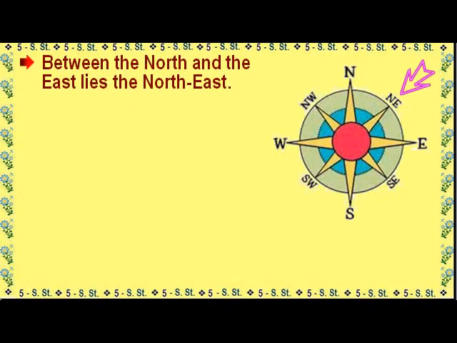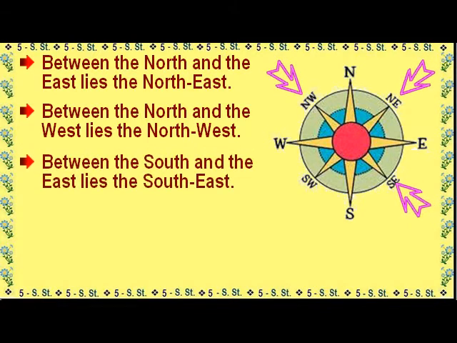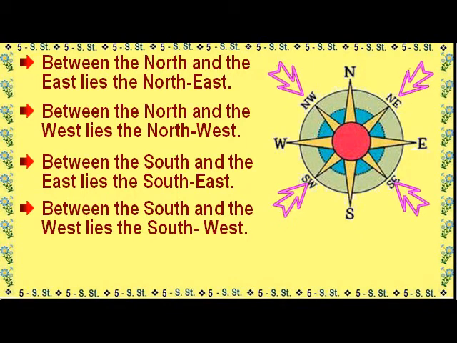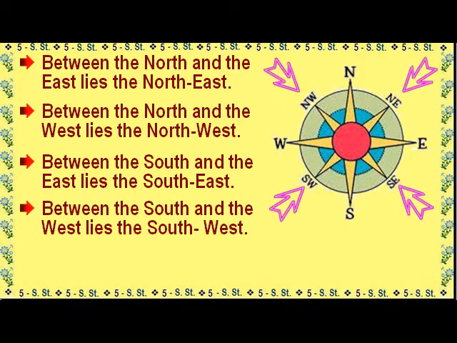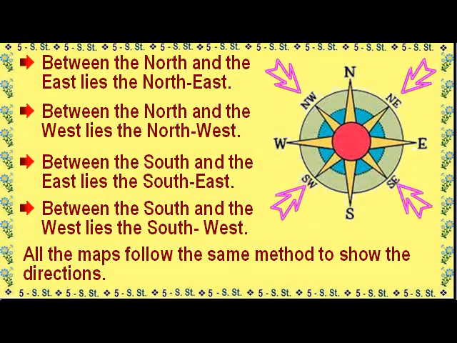Between the north and the east lies the northeast. Between north and the west lies the northwest. Between the south and the east lies the southeast. Between the south and the west lies the southwest. All the maps follow the same method to show the directions.